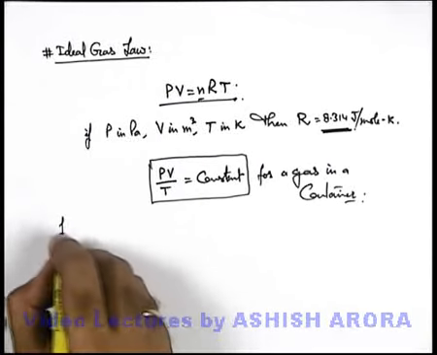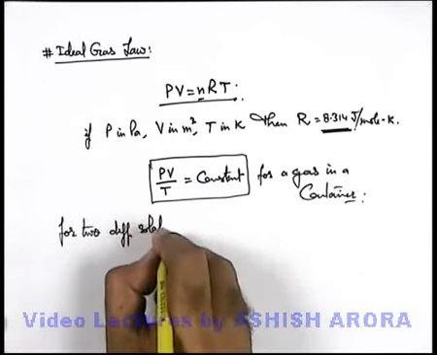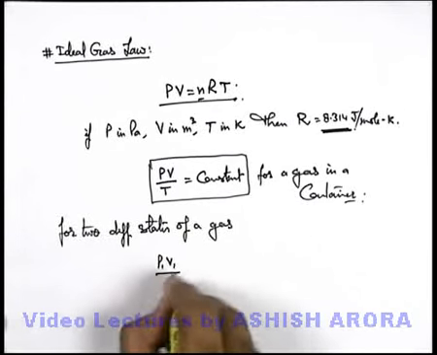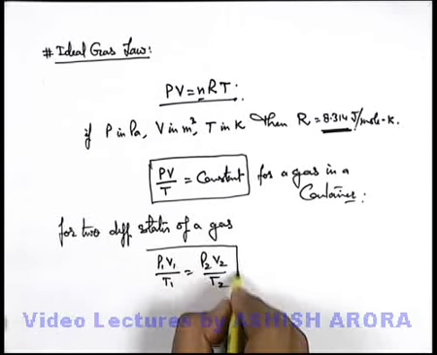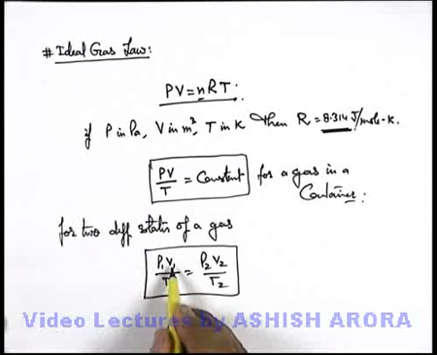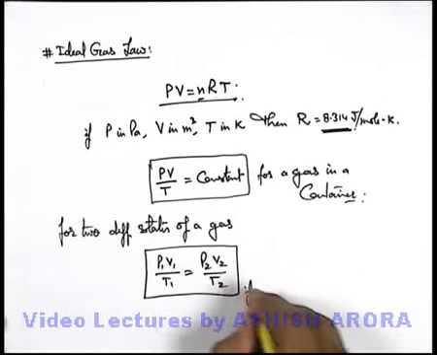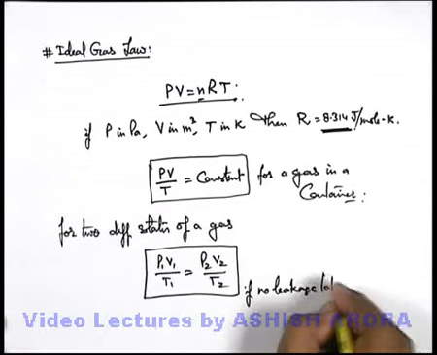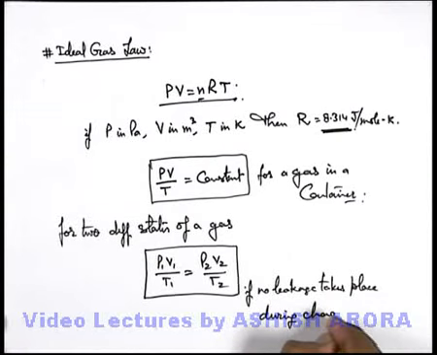And we can also relate for two different states of a gas. We can write P1 V1 by T1 equals P2 V2 by T2. Here we are not doing anything except the conservation of moles. Initial number of moles in a given state of gas are always equal to the number of moles in final state. We must write if no leakage takes place during change of a state.